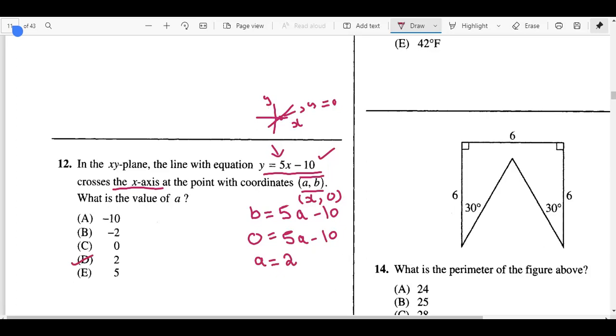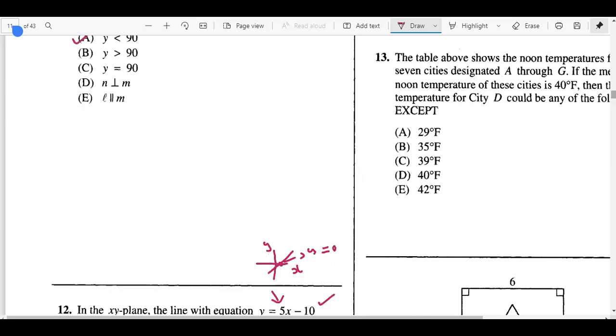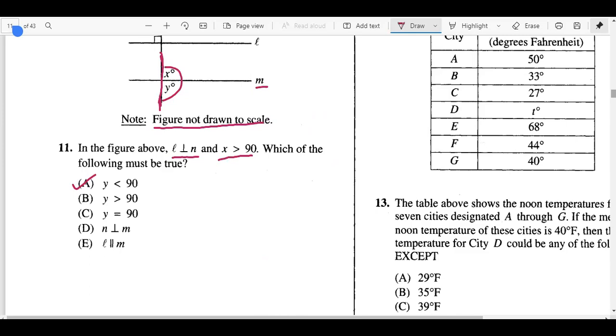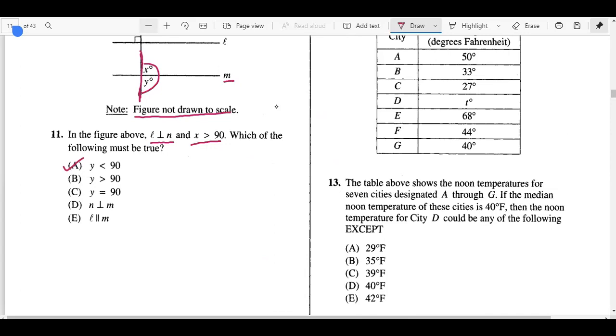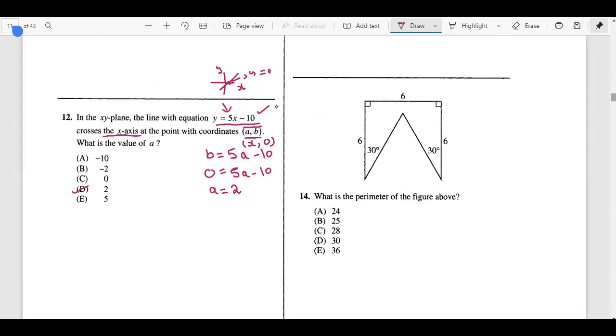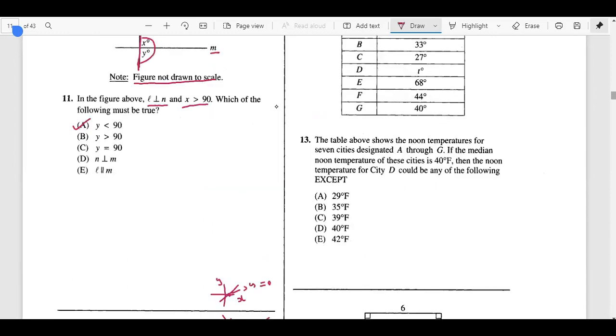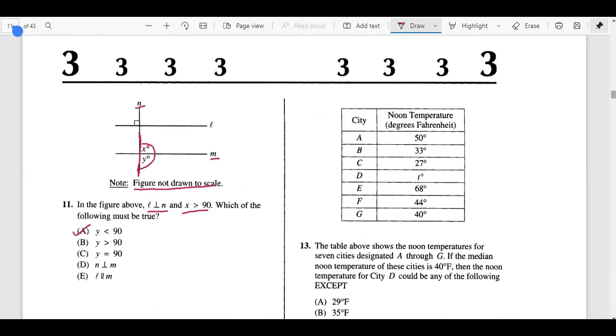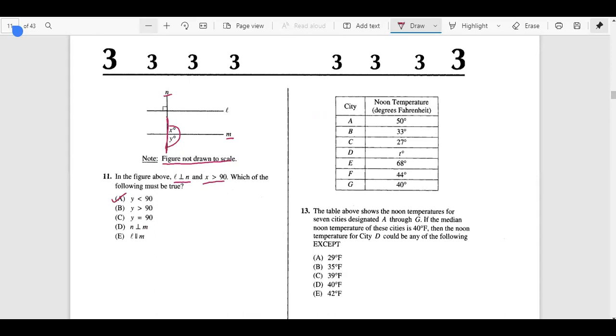Are you clear with this? Yes, ma'am. Okay, perfect. So Zahib, are you clear with this as well? Yes, ma'am. Okay. Okay, now we need to talk about the 13th question.